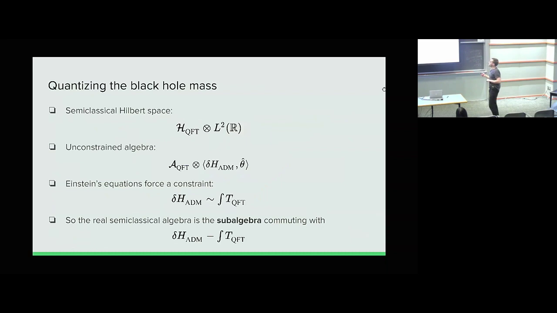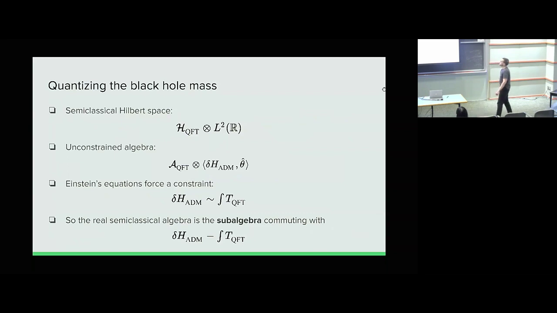When you do this, you end up defining a natural semi-classical Hilbert space, which is the Hilbert space of the QFT, tensor, some new wave function Hilbert space, which is just going to be the wave function of the mass fluctuation. And what's the algebra acting on this thing? Well, it's the algebra that you started with, the QFT, and then it's all the stuff that acts on the second factor. So this is the operator that encodes the fluctuation in the ADM Hamiltonian, and the conjugate operator. These are like the position and momentum operators for this L2 of R.